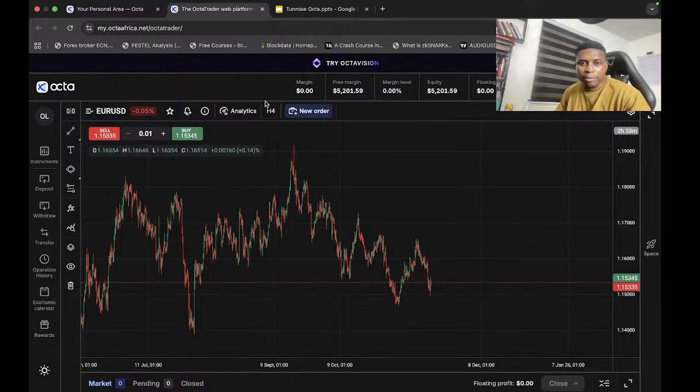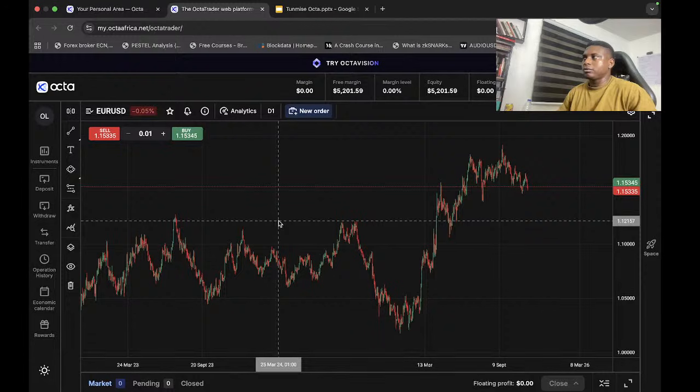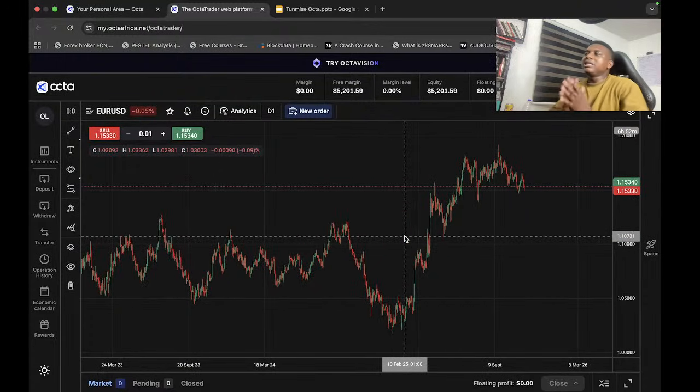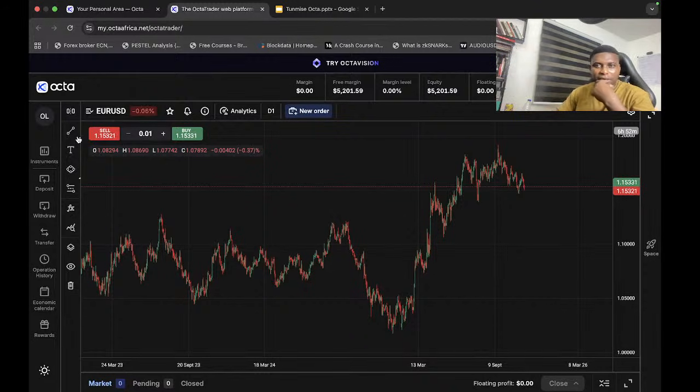With the top to bottom approach, we are starting from the daily time frame. From the daily time frame, there are a few things we need to understand. One is we want to understand what is the current market structure on the daily time frame. So let's begin to analyze this.